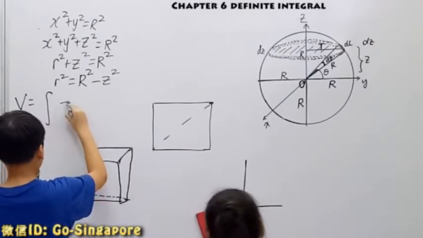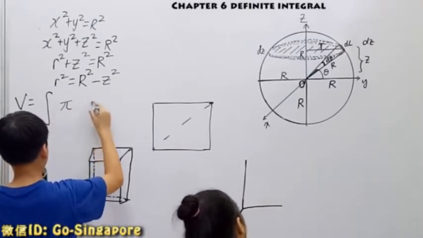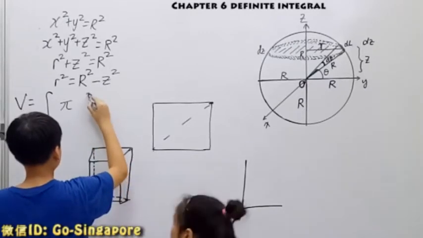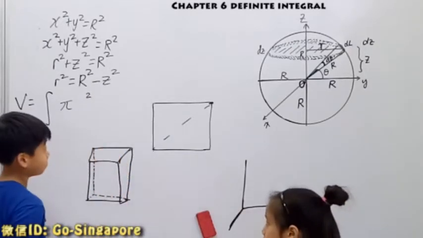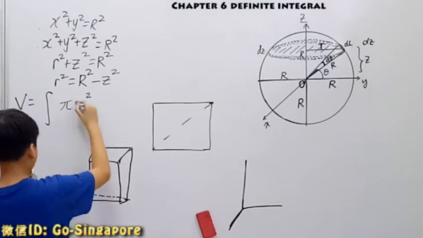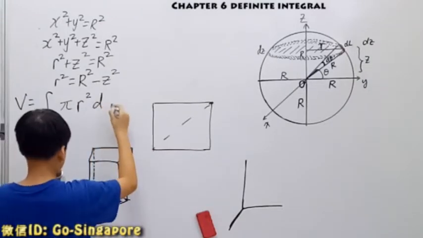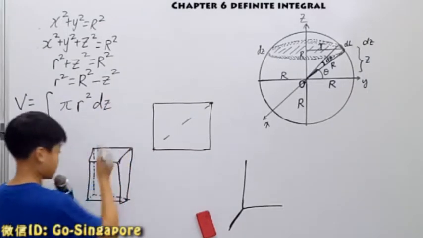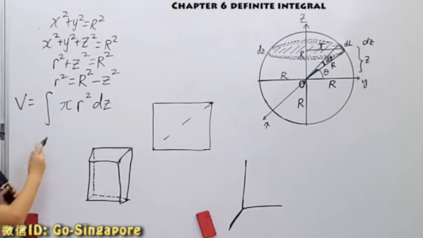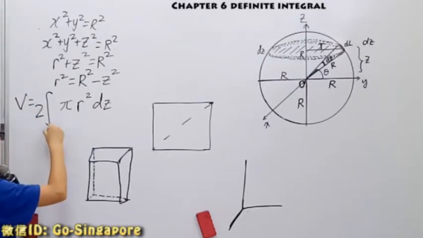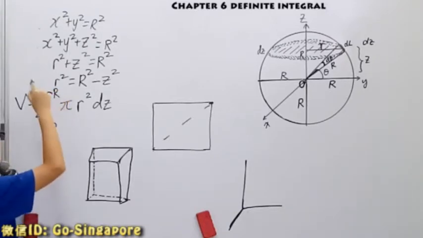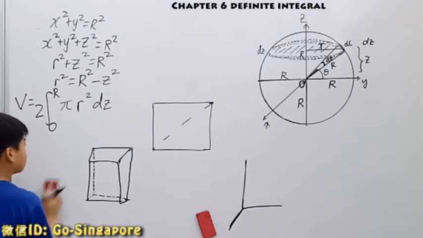So here we can have pi, which R? Which R square? Capital or small? Okay, small. And this is dz. Am I right? Yes. What would you want the range to be? And don't forget there's a 2 in front. Okay, you want a 2 here, right? Yes. That means it'll be from 0 to R. So it'll be R.